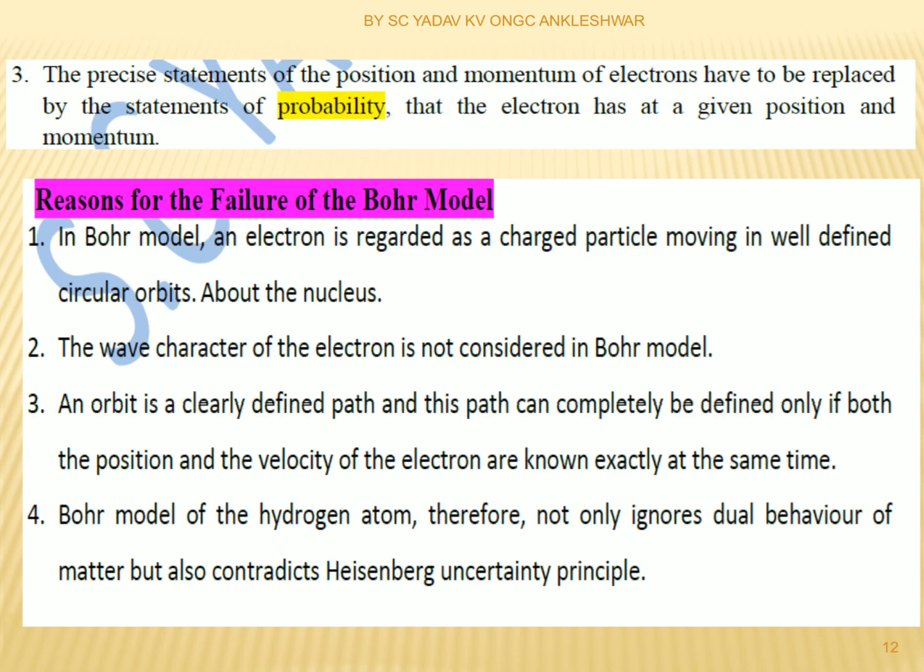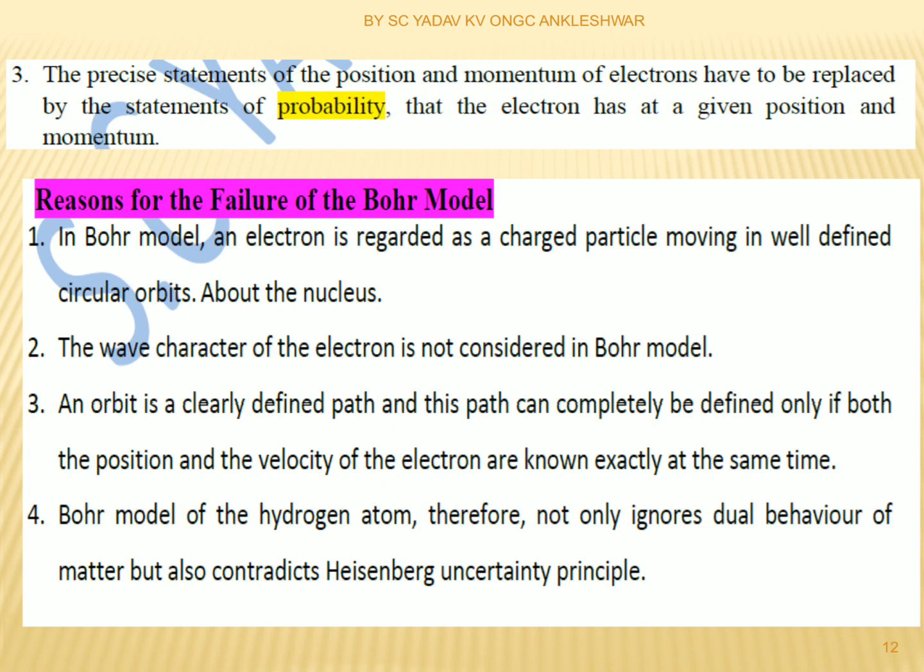In Bohr's model of atom, the wave character of electron was not considered, only the particle nature was considered. An orbit is a clearly defined path, and this path can completely be defined only if both the position and the velocity of the electron are known exactly at the same time. So the third point is totally opposite of Heisenberg uncertainty principle. So this is the main cause for the failure of Bohr's model of atom. Bohr model of the hydrogen atom therefore not only ignores dual behavior of matter but also contradicts Heisenberg uncertainty principle.